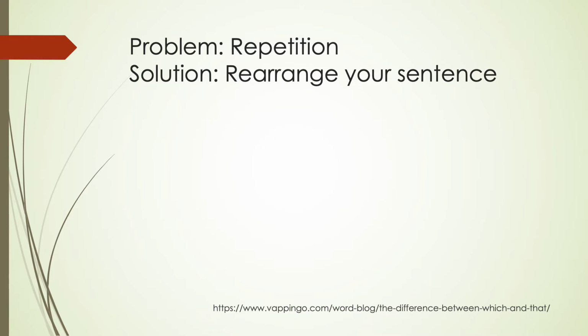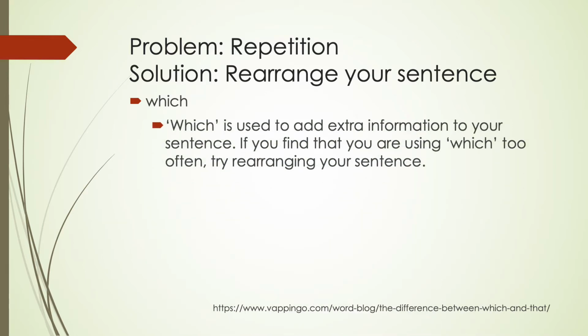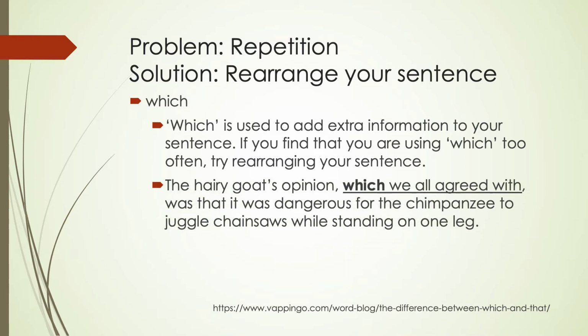And the next solution is to rearrange your sentence. Let's take a look at which. This is another word that we can use a lot. Which is used to add extra information to your sentence. If you find that you are using which too often, try rearranging your sentence. Let's take a look at this example. The hairy goat's opinion, which we all agree with, was that it was dangerous for the chimpanzee to juggle chainsaws while standing on one leg.